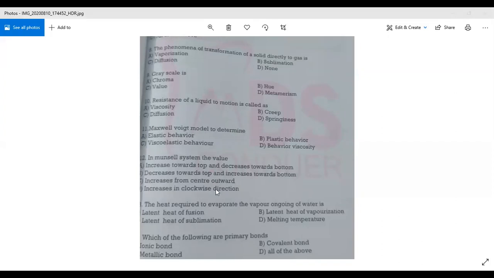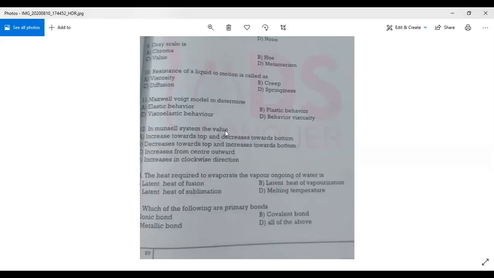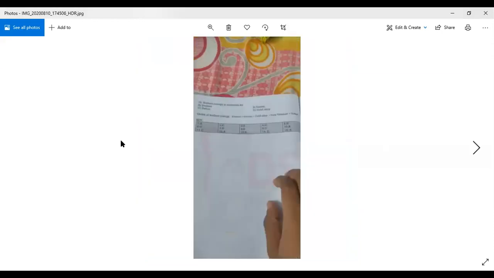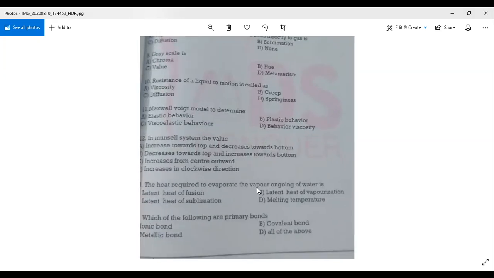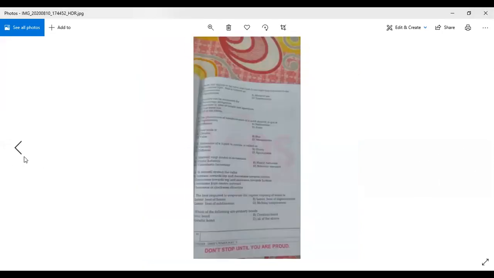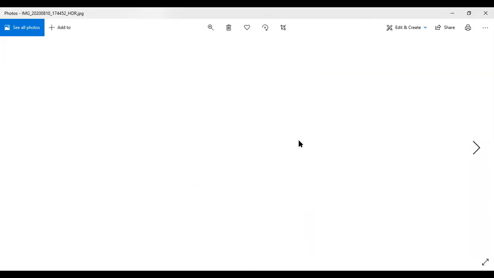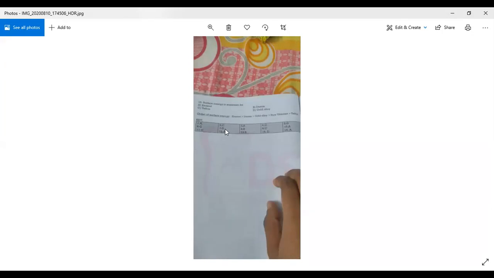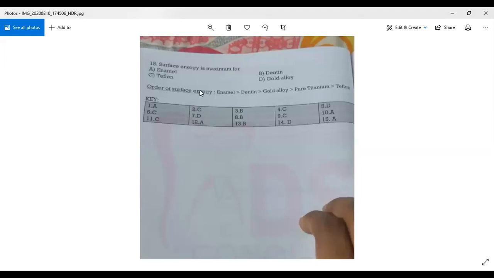Percentage elongation, we have to see that also. In a color system, the value increases towards top and decreases towards bottom. Yes, 12 is A. The heat required to evaporate water is the latent heat of vaporization. Which of the following is a primary bond: ionic, covalent, metallic? Yes, it is all the above. Surface energy is maximum for enamel. The order of surface energy: enamel greater than dentine, greater than gold alloy, greater than pure titanium, greater than Teflon.